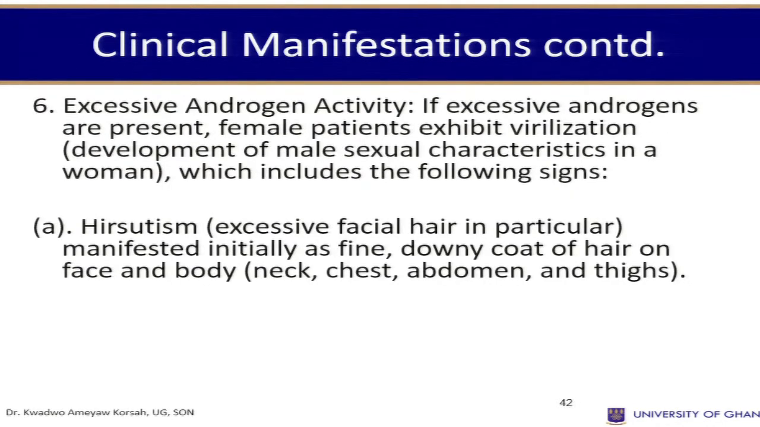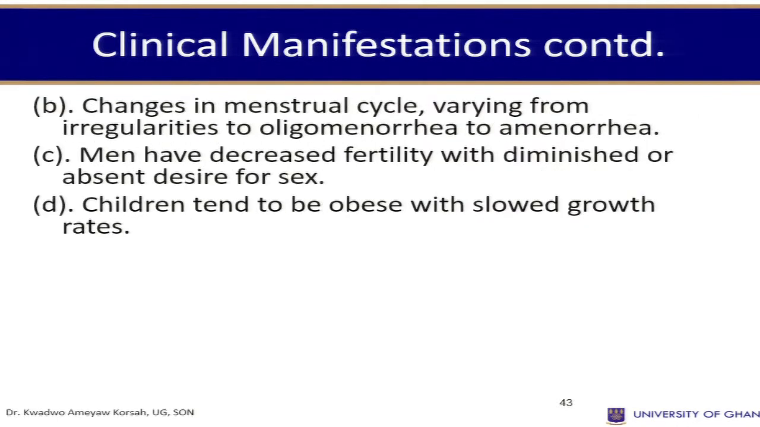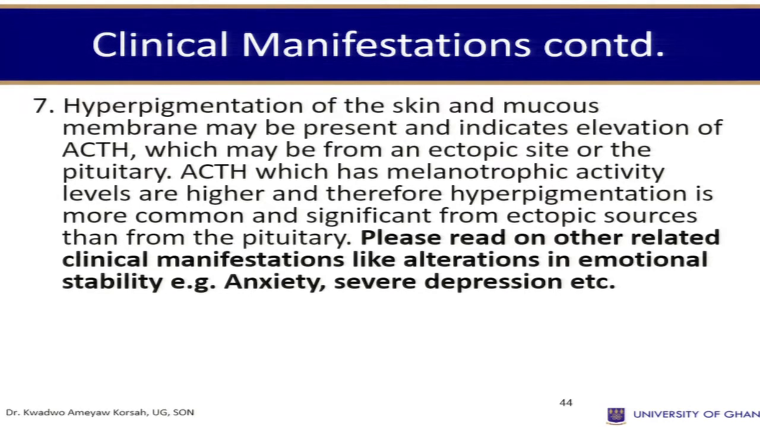And excessive androgenic activity. So if excessive androgens are present, female patients show other male characteristics. We can think about excessive facial hair in particular, manifested mainly initially as a fine downy coat of hair on the face and body. We have changes in the menstrual cycle, and then men have decreased fertility with diminished or absent desire for sex, and the children tend to be obese with slowed growth rate. And then we can also have hyperpigmentation of the skin and mucous membranes.